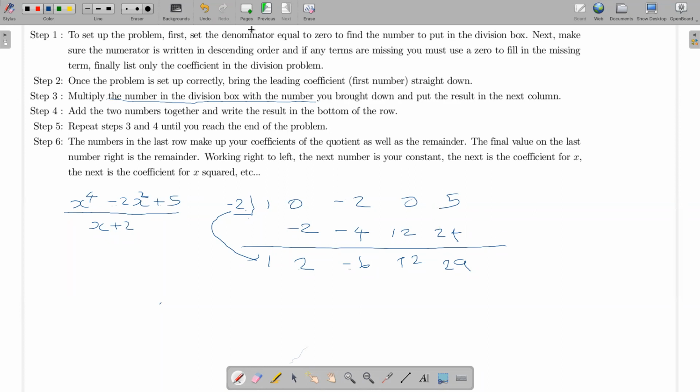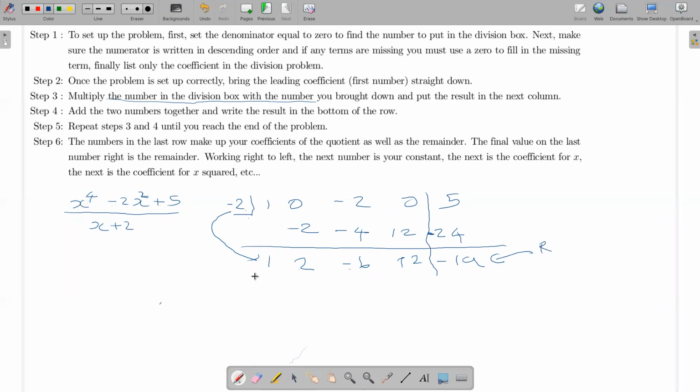Oh, I missed one again, negative 24. No, sorry. 12 times negative 2, negative 24. Sorry, okay. Here 12 times negative 2, negative 24 plus 5, negative 19. So my last number is the remainder here. Okay, R is negative 19. And this one I start from 1 down.